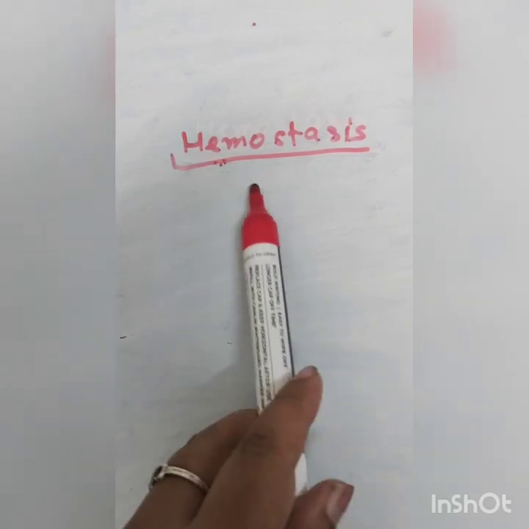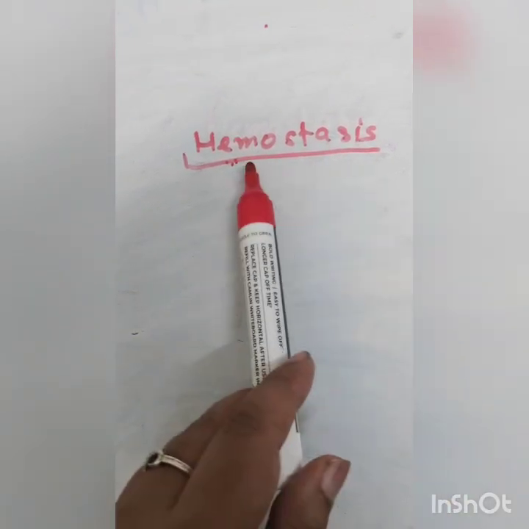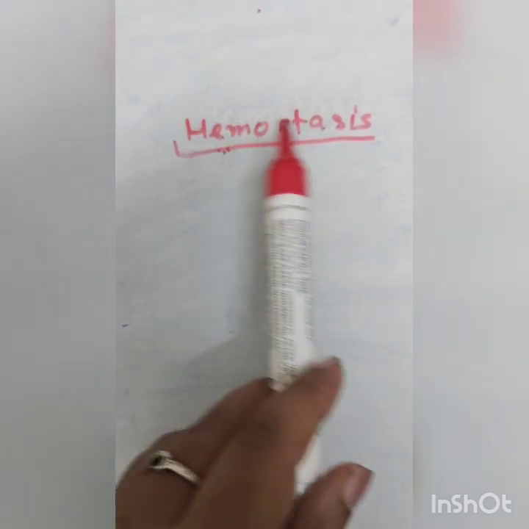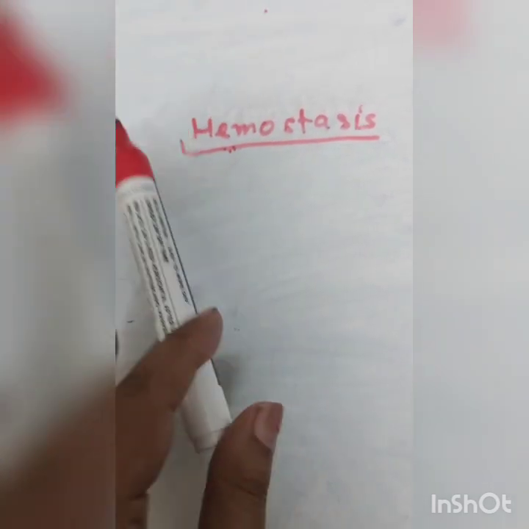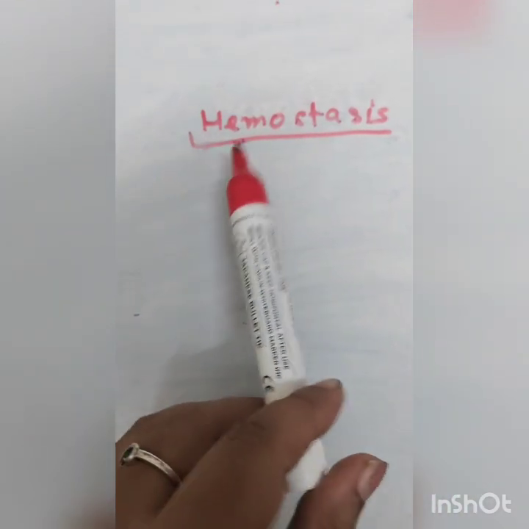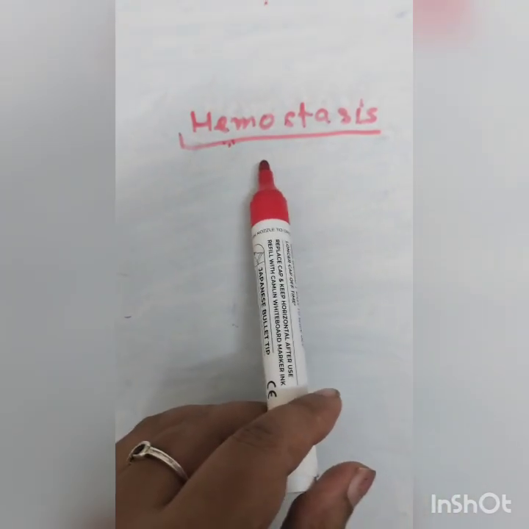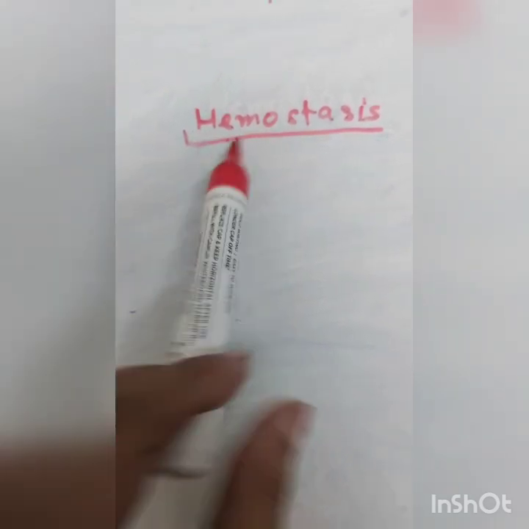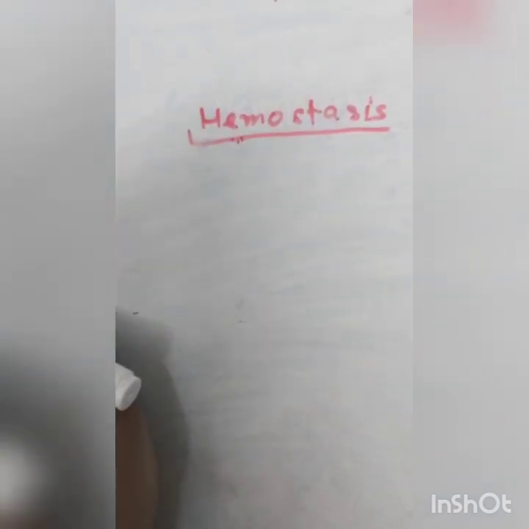We are going to discuss the topic hemostasis. Before I start, I want to tell you, don't get confused with the term homeostasis. Homeostasis basically is a phenomenon by which equilibrium is maintained in the body, but hemostasis is defined as arrest of bleeding. Okay.